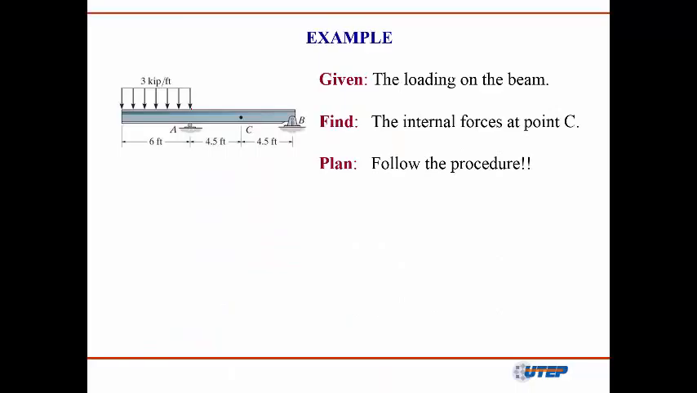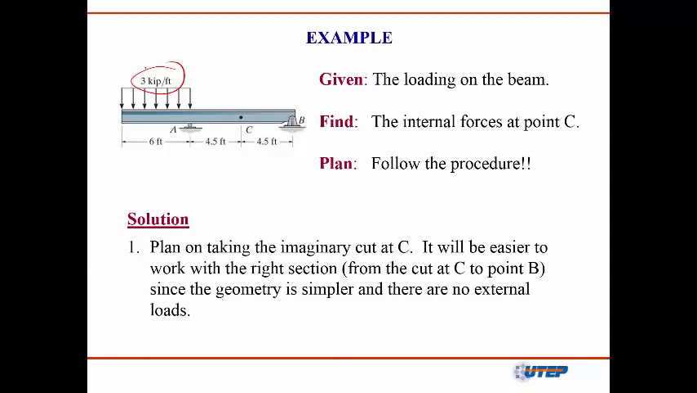So in this case, I'm going to go through this real quick, and remember, if you have any questions, you can pause the video. We have a distributed loading of 3 kips per foot, and you have to determine the internal forces at point C. So you take an imaginary cut at that point. In this case, it doesn't matter if it's before or after because there are no forces right at that point C.